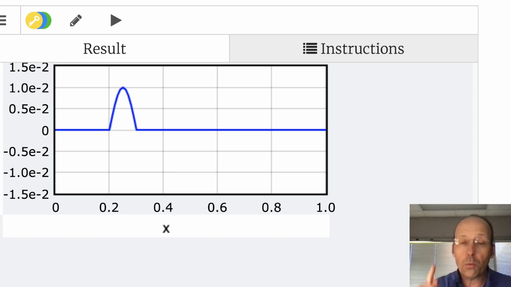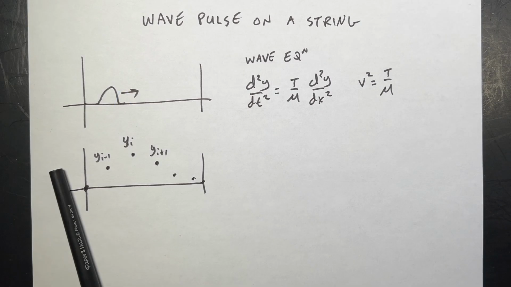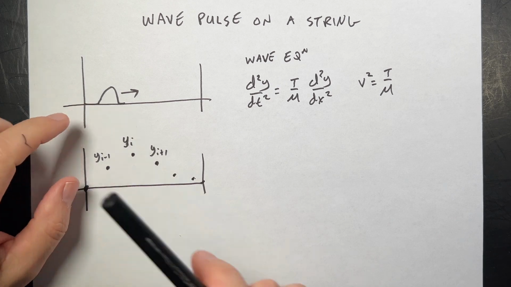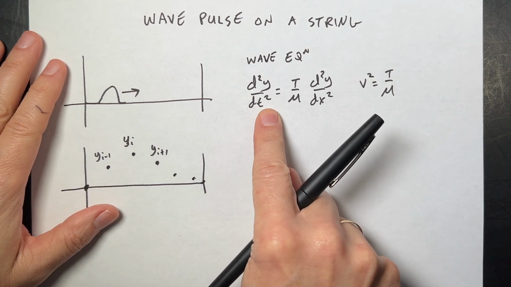So we need to start with some stuff about waves. So let's jump over to the paper and talk about waves. Waves on a string. Okay. So here's my wave pulse I want to model. This is the wave equation.